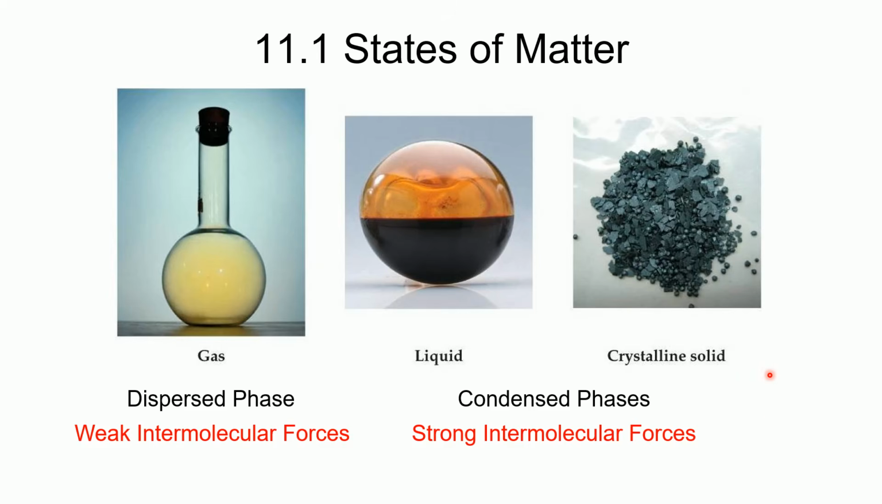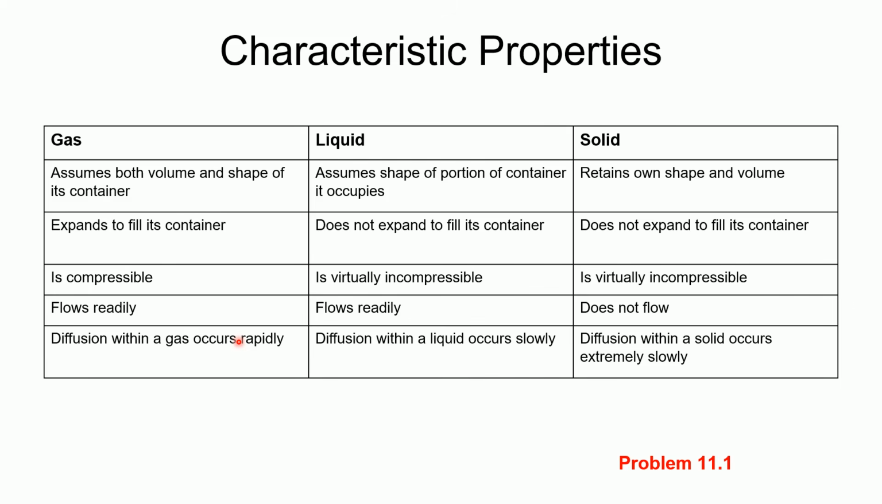So that's going to be one of the important distinctions. This chapter is essentially all about liquids and solids. Chapter 10, if you go back and look at it, is about gases. So the very first thing that we want to do is review some of the properties of solids, liquids, and gases. And I'm just going to go through these real quickly.